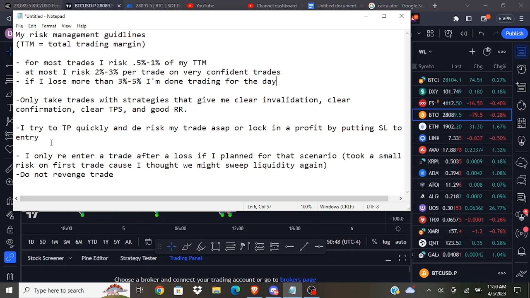In fact, for me, it is a necessity to follow these rules because without them, I have never been profitable trading. I have really only been able to grow an account when I have been following these rules strictly. And so I'm going to be going over how I go about managing my risk when trading.